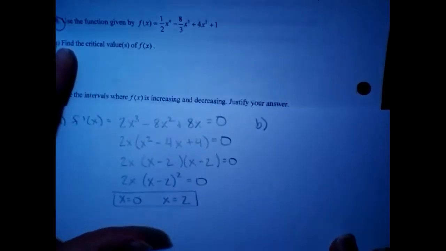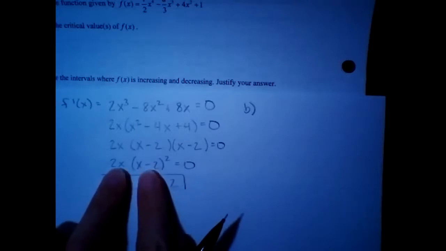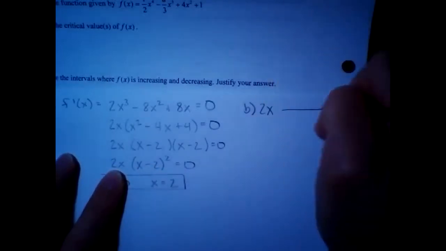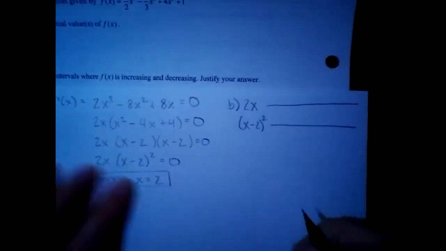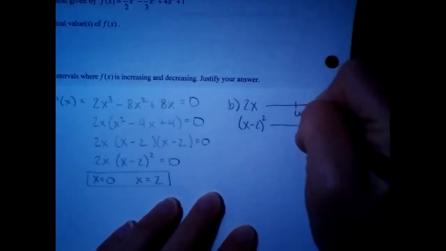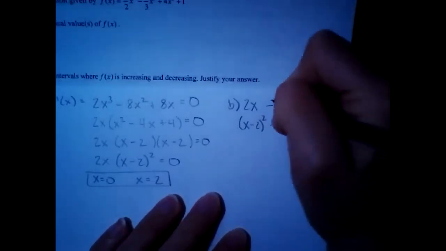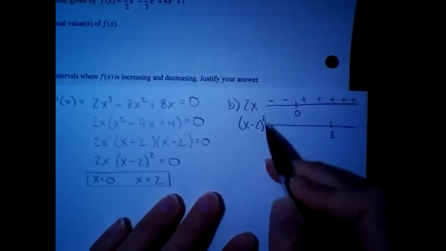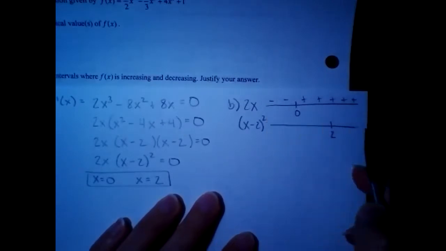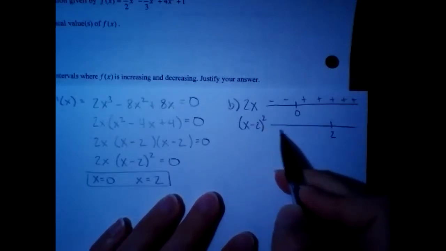All right, so letter B. Letter B is find the intervals where the function is increasing and decreasing. So we are going to make a number line for each one of these. So we're going to have a number line for 2x and a number line for x minus 2 squared. So this one gives a critical point at 0. This one is at 2. If nothing weird happened, it's going to be negative and then turn positive. But in this one, something weird happened. There's a squared. What am I going to put in the whole way across here? Because there's not going to be a change.